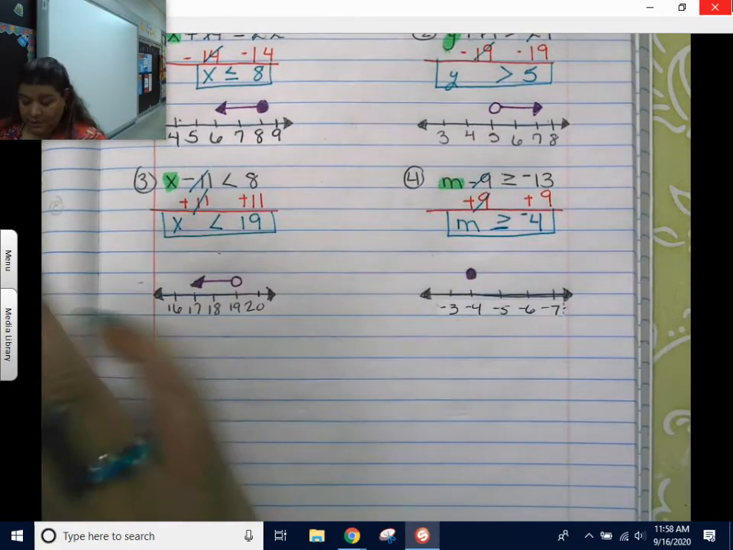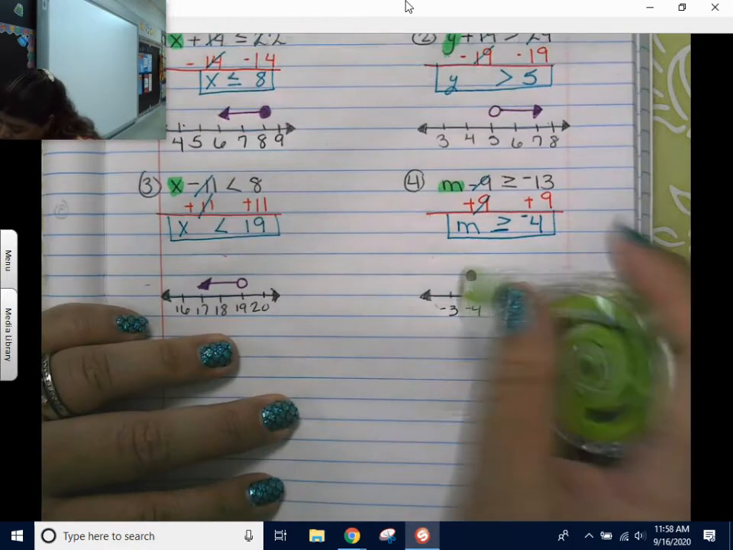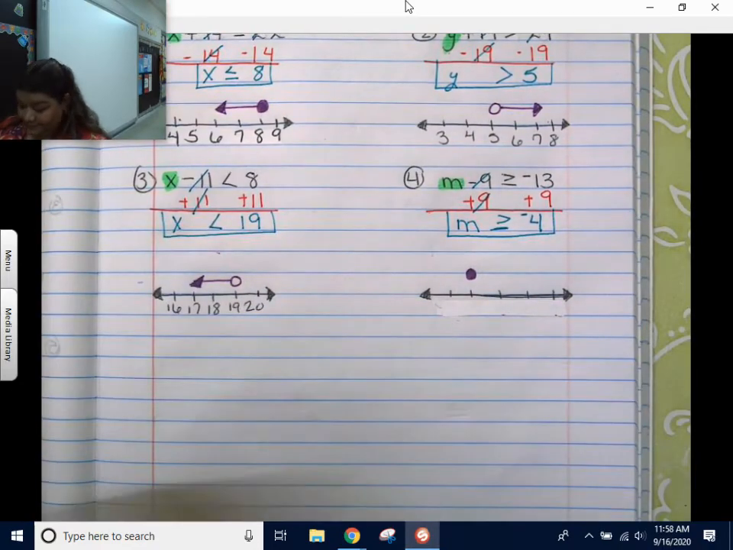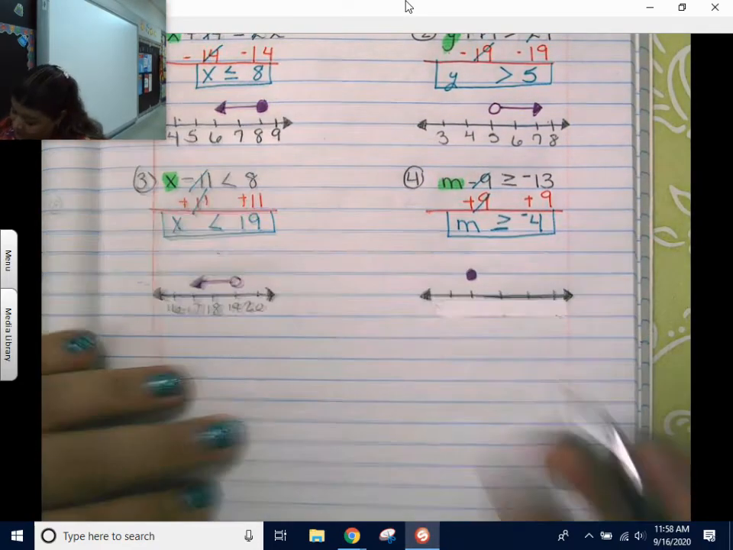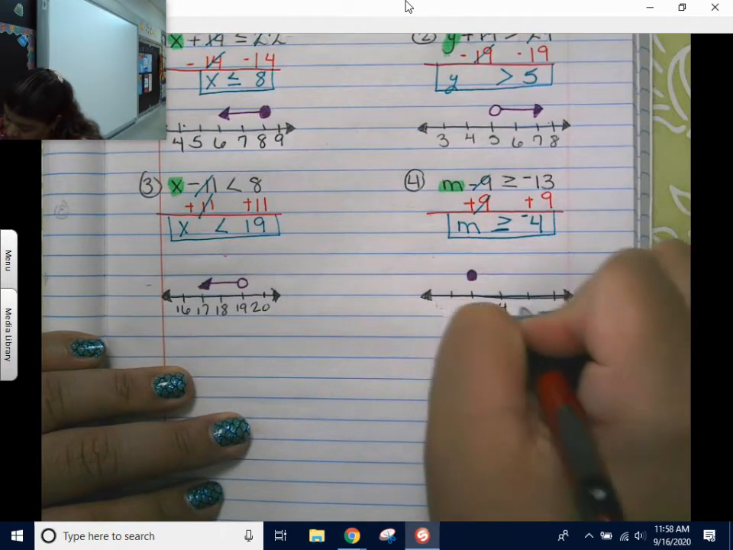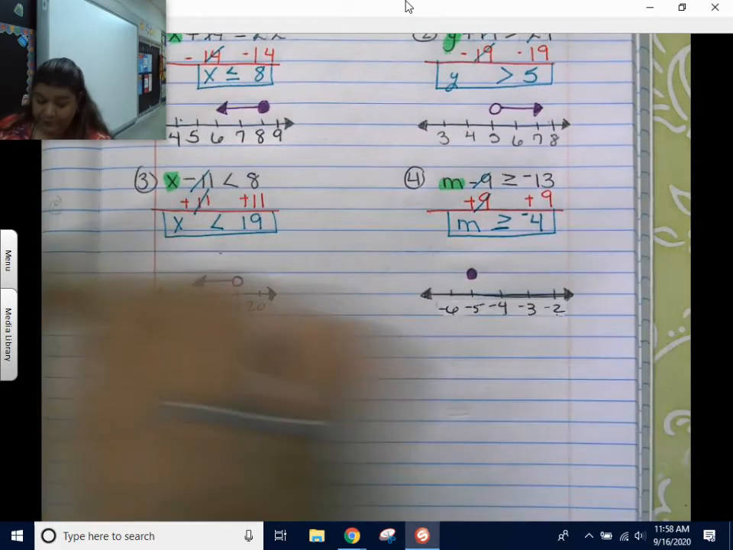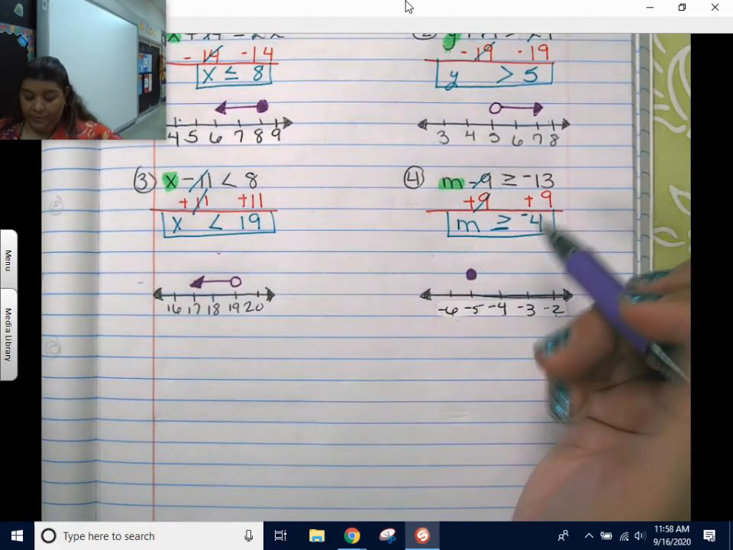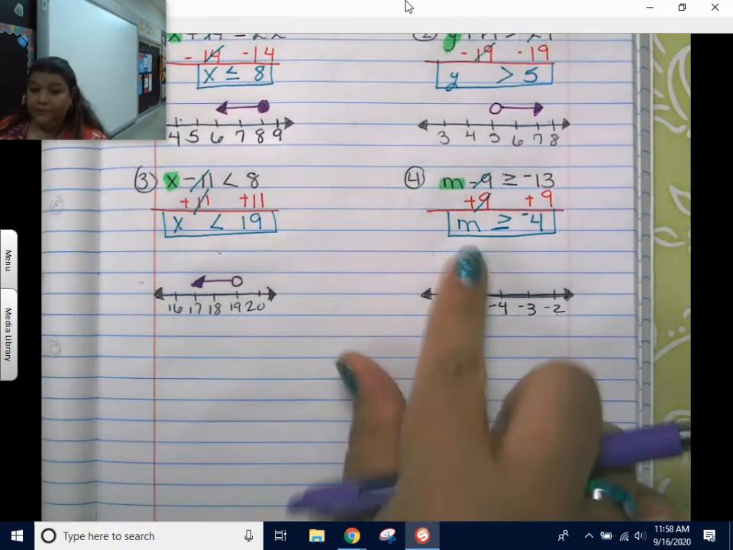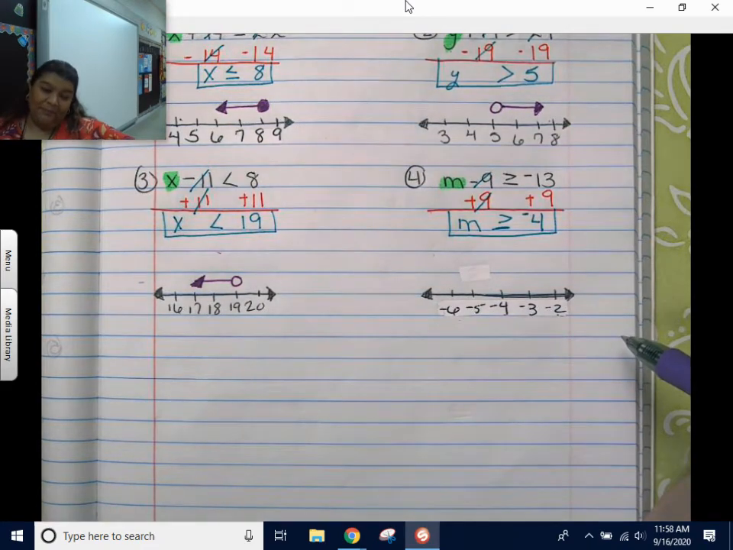I messed up again. What's wrong with me? All right, so I'm going to do a lot of editing here. I'm going to do -4 there, -3, -2, and so on. Okay, so I messed up on the number line.